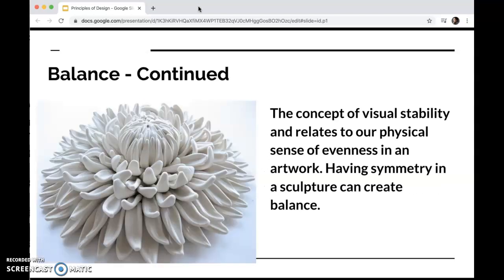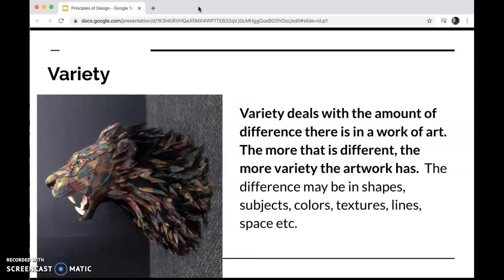So here's an example of balance. Now, if you were to view this from above, we have something called radial balance going on, where we have a central point. And if you look on either side of that point in any direction, you're going to see something repeated in the same way. So trying to make something that you have a physical sense of evenness, or actually symmetry, going on in the artwork is going to be using something called balance.